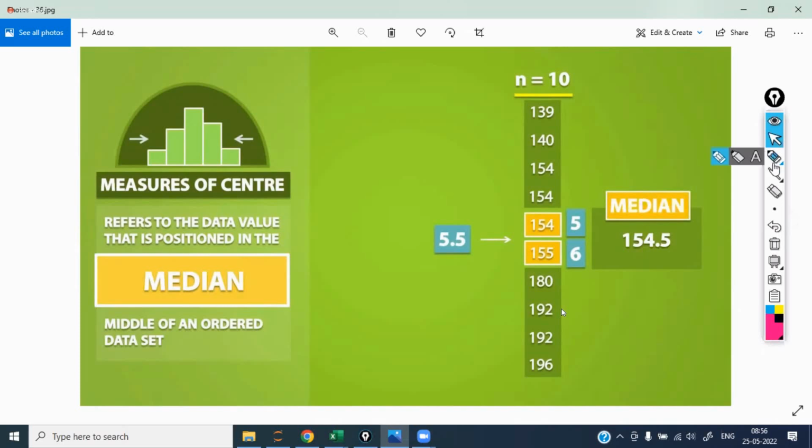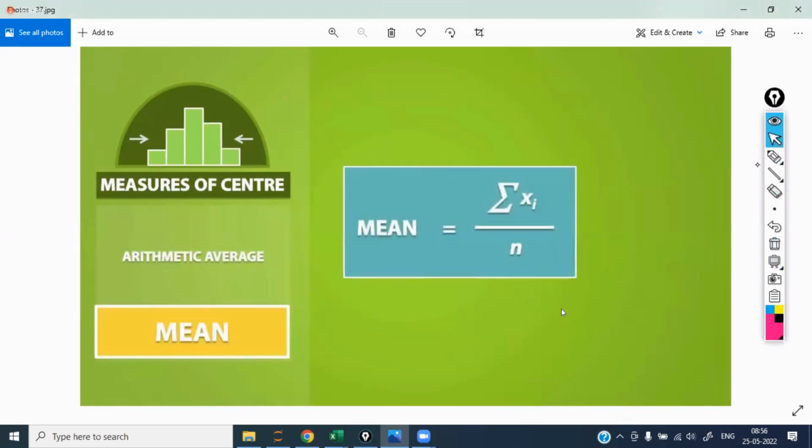Right? Sir, the average, whatever the average is, I have not explained. Let us compute the average also. Now what is the average? Average is called the mean. Mean is nothing but the sum of the data points divided by the total number of data points. The sum of all the data values divided by the total number of data values is called the mean value.